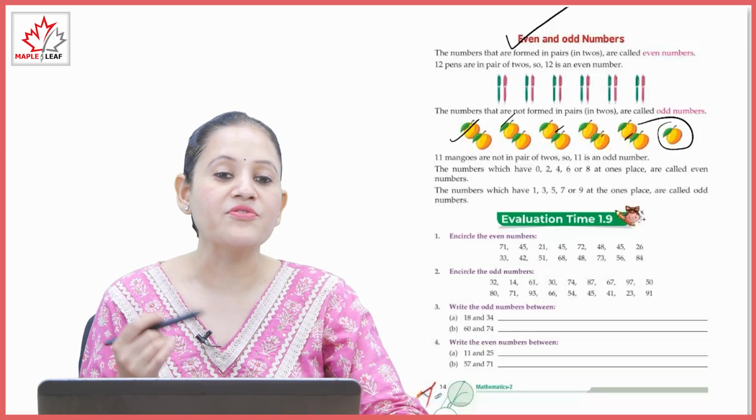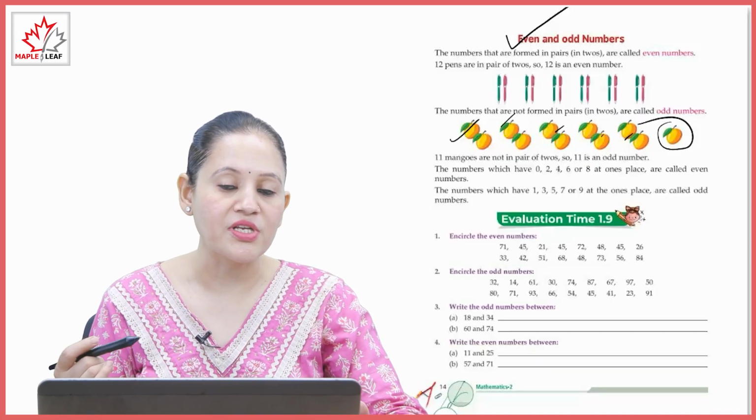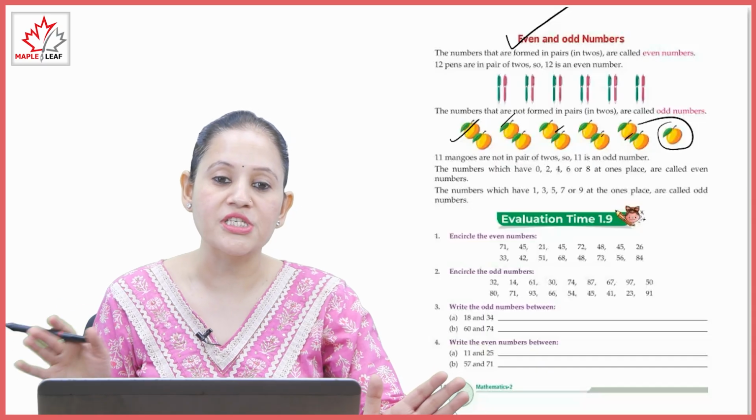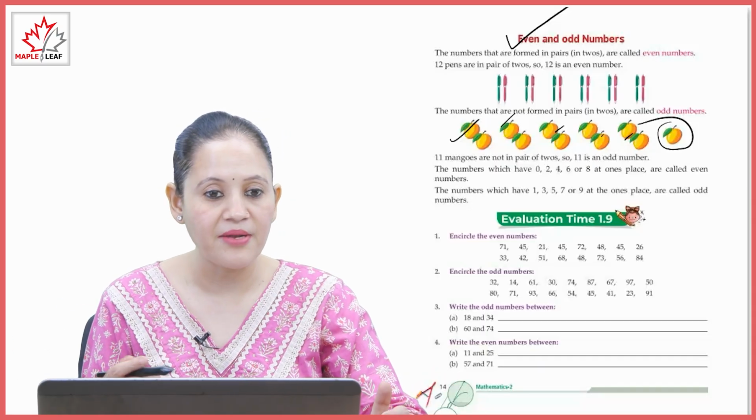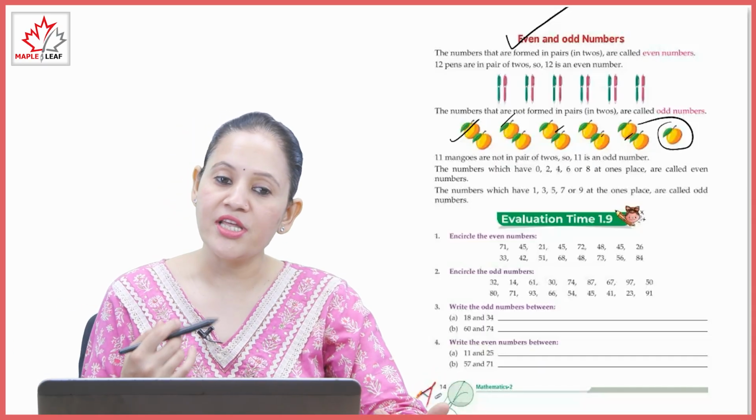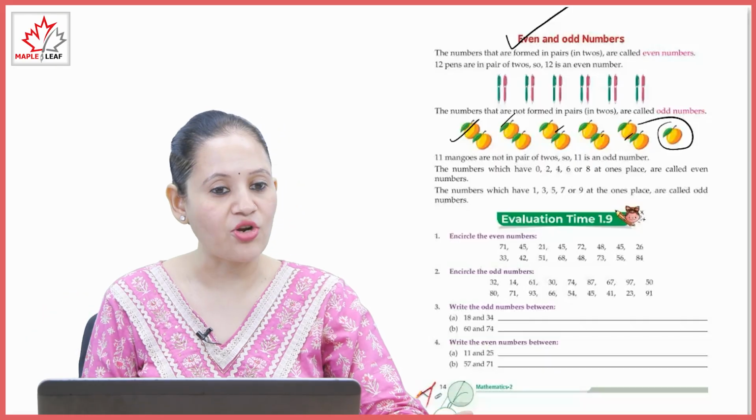The numbers which have 0, 2, 4, 6 and 8 in one's place are even numbers. And numbers which have 1, 3, 5, 7 and 9 in one's place are called odd numbers.